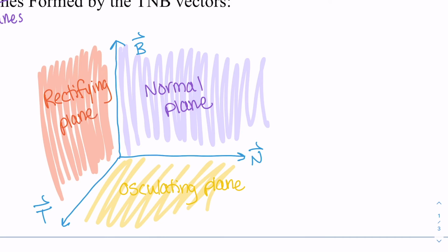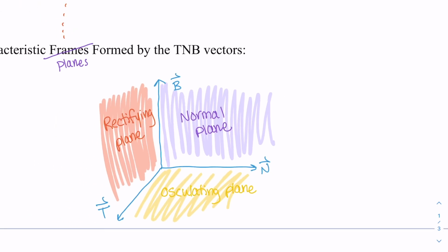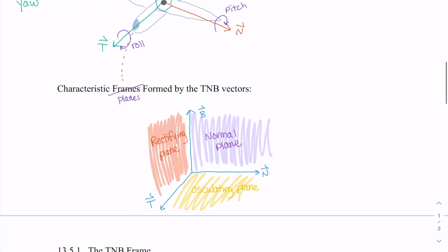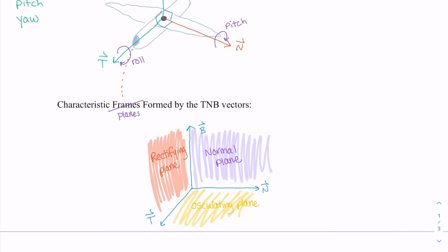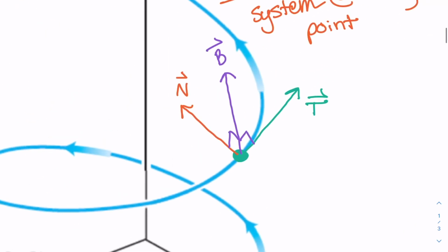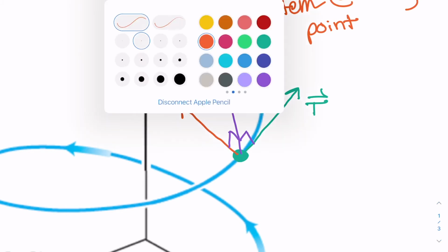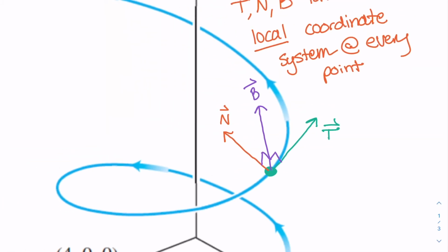And so a very common question related to these unit vectors is, here's a curve R of t, find the equation of the osculating plane, or the rectifying plane, or the normal plane. And so the equation of that plane, in this example, would be the equation of the plane that passes through this point here and contains the N and T vectors. So in this case, if N and T lie in this yellow plane, that would be the osculating plane.